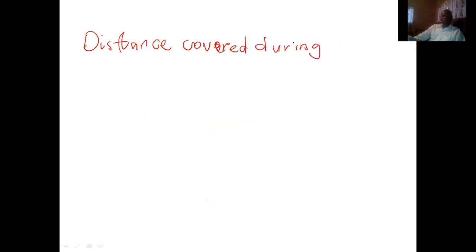So we are saying the distance covered during acceleration would be equal to the area under the curve.